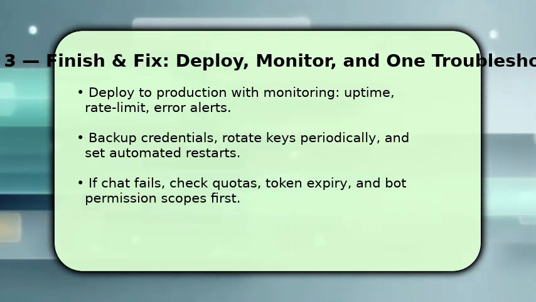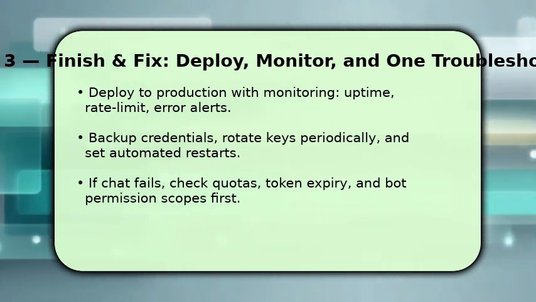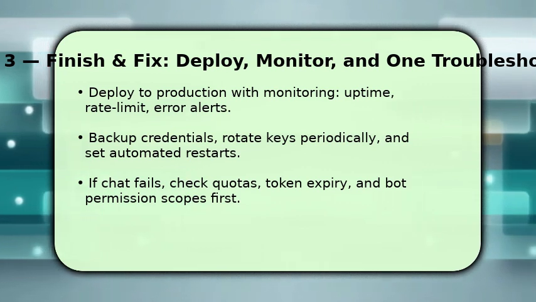If something goes wrong, chat not sending or commands failing, first check token expiry and permission scopes, then inspect quota limits and server logs for rate-limiting errors. If needed, revert to the last stable config and rerun the private test. With monitoring and backups in place, you'll maintain a reliable YouTube bot.